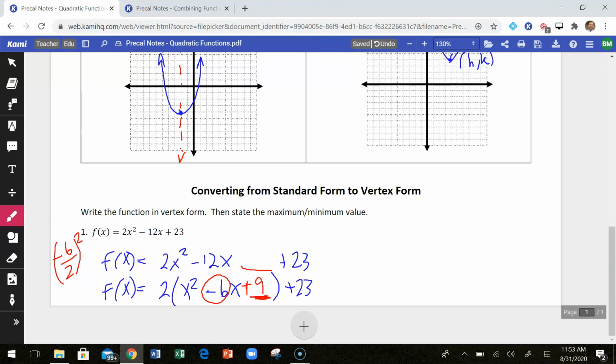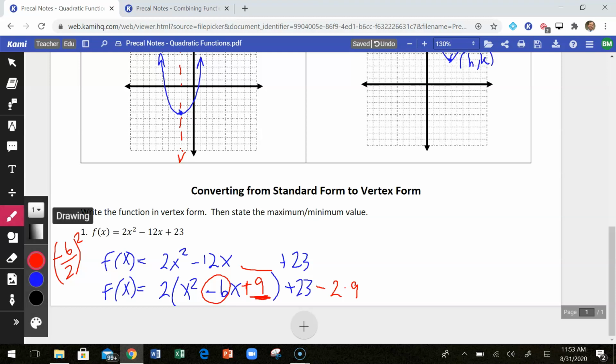Now, I can't just add a value into my function and leave it there. So I have to compensate so I'm not changing the value of this expression or this equation. Really what I added in when I added this plus 9 right here is I added in a 2 times 9 because I have this 2 out front. So I'm at the end going to subtract 2 times 9 so that I get rid of that same value that I'm adding in there.